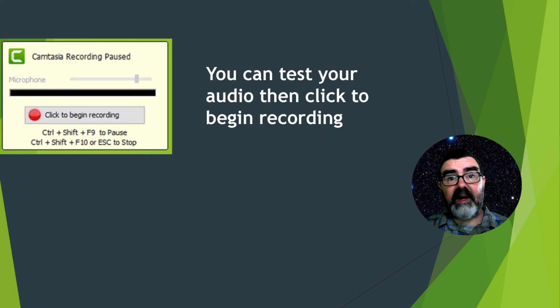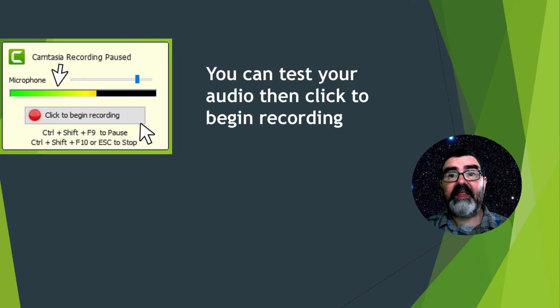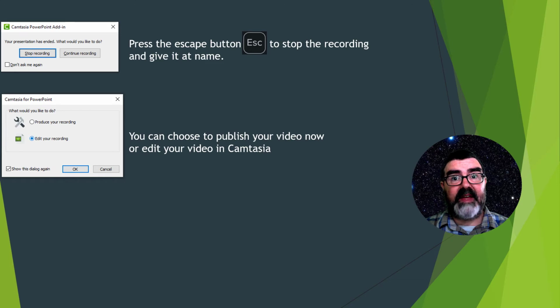You will be given the option to test your audio. After hitting record, a window will pop up. And if there is audio, you will see the audio meters bouncing. Then click the button to begin recording. Press the escape button to end your presentation and the recording, then give the recording a name. You can choose to publish your video now, or you can edit your video in Camtasia.